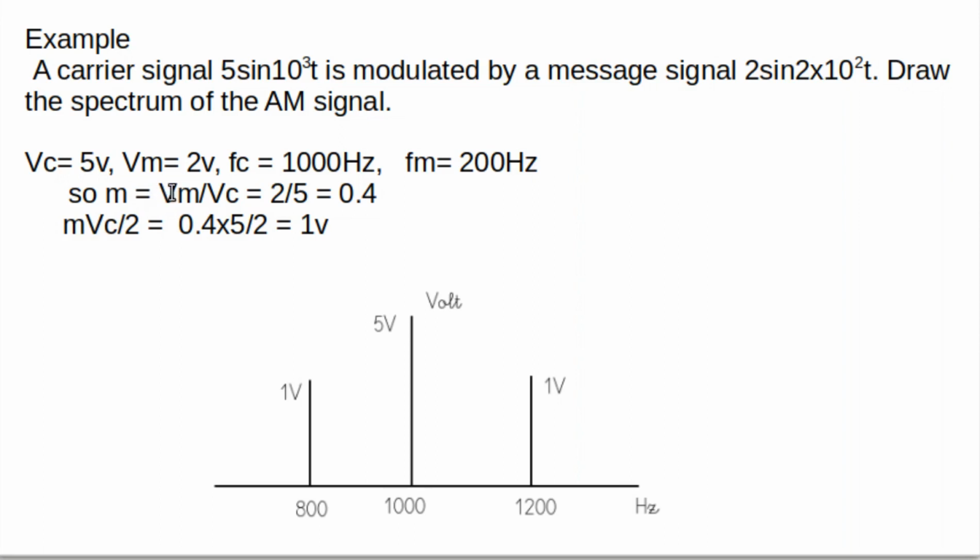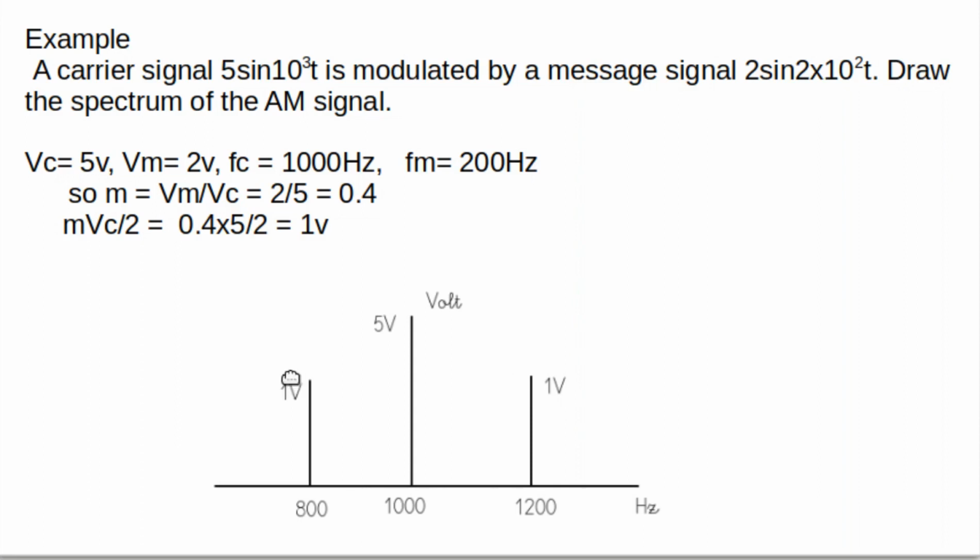M is Vm by Vc. Vm is 2, Vc is 5, so it is 2 by 5 equal to 0.4. Then what about MVc by 2? 0.4 into 5 by 2, it is 1 volt. So the height of the upper sideband is MVc by 2, or it is 1 volt.